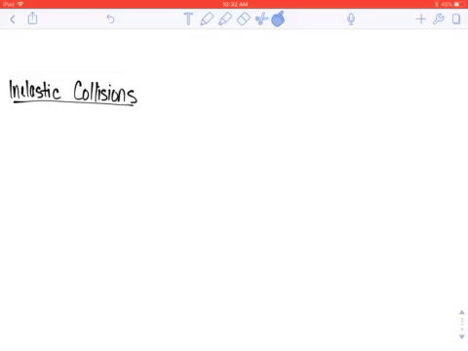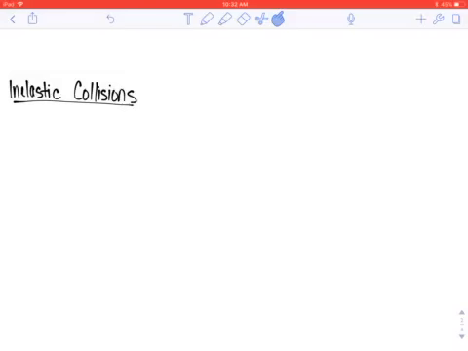Okay, so inelastic collisions, slightly different than elastic. Big things you should note about inelastic: kinetic energy is not conserved in the collision. This means that some of the initial kinetic energy is converted to other forms, because there also is sound and heat and deformation of the objects themselves.